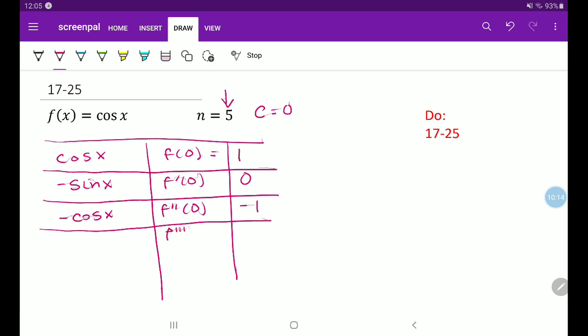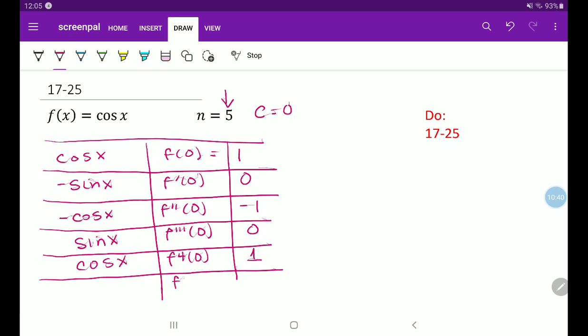Third derivative. We're now going to have a positive sine, right? Because the derivative of cosine is negative sine, but then we had a negative in front of cosine. So that will be a positive sine, and when I evaluate that, I get a 0. Fourth derivative. We're going to be back to cosine. So back to 1. And one more because they said to the fifth. So now we're going to be back to negative sine, which means we'll be back to a 0.